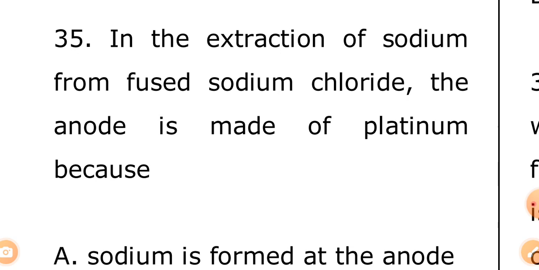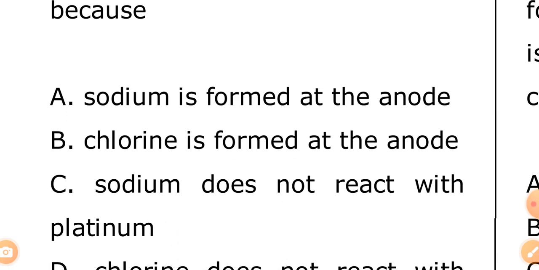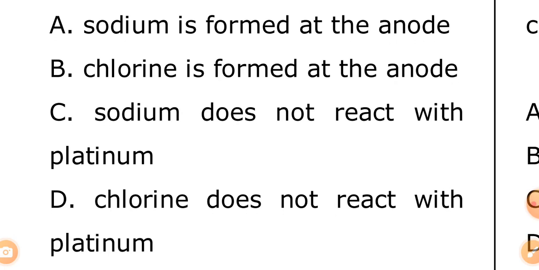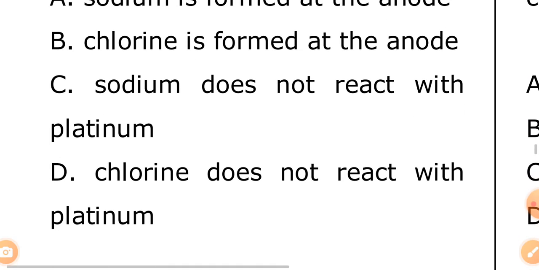In the extraction of sodium from fused sodium chloride, the anode is made of platinum because: A, sodium is formed at the anode; B, chlorine is formed at the anode; C, sodium does not react with platinum; D, chlorine does not react with platinum. The answer is D. The anode is made of platinum because chlorine does not react with platinum. Do you understand?